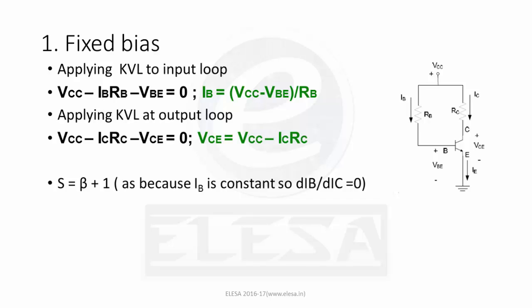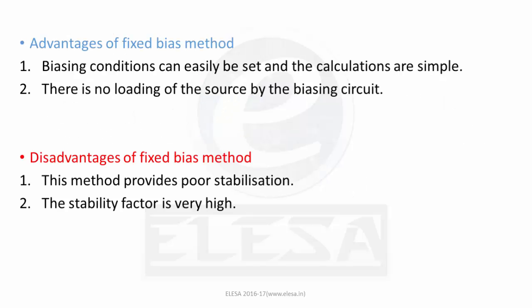From the above equation, if we differentiate equation 1 with respect to IC, we get dIB by dIC equal to 0. Then we get S equal to beta plus 1, that is very high. The advantages of the fixed bias method are that biasing conditions can easily be set by simple calculation, and there is no loading of the source by the biasing circuitry.